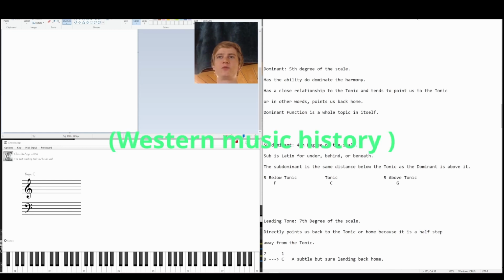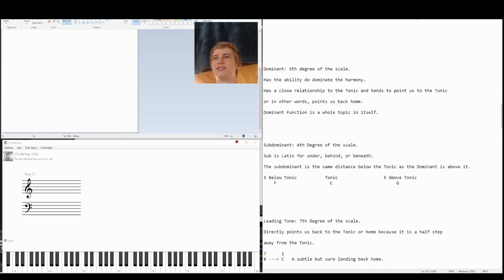This next one is probably in music history the 2nd most important note function away from the tonic. So you have the tonic, which is very important for music and the history of music and our understanding of how music works. And next, probably the most important one would be the dominant, as the dominant has an ability to dominate the harmony. It also has a close relationship to the tonic, and tends to point us to the tonic, or in other words, it points us back home.